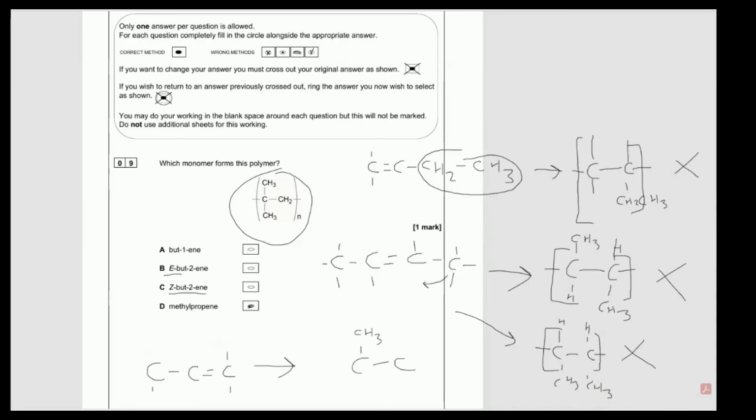Now looking at the final one, we have methyl propene. So the methyl group has to come off of the middle. Otherwise, if you stick it off of carbon 1 or 3, it's going to end up being butene. So methyl propene, it has to come there.